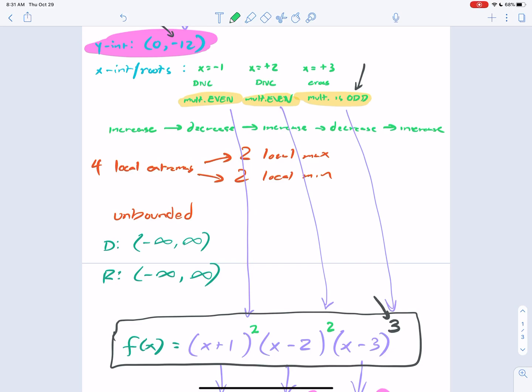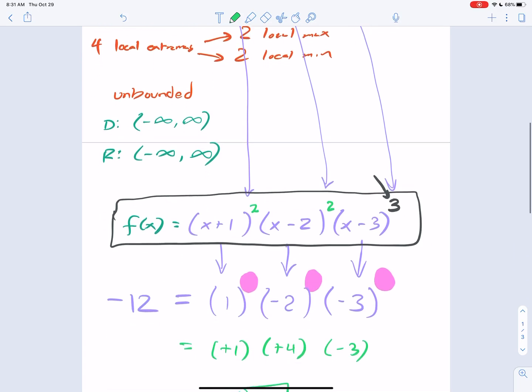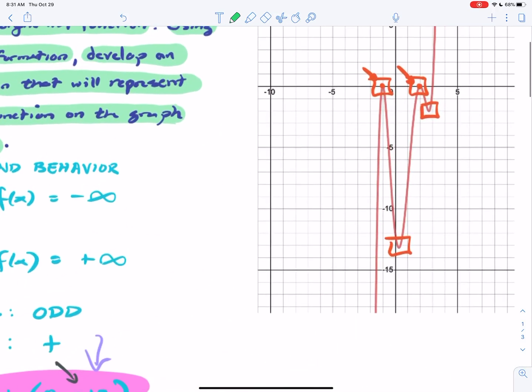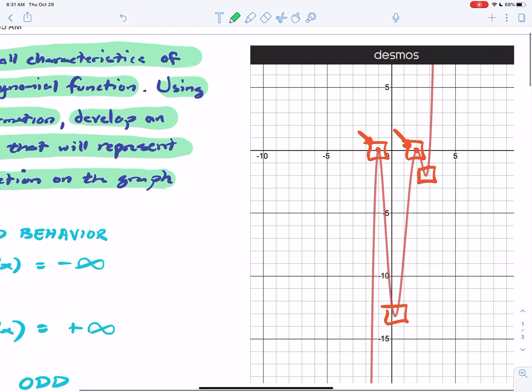Now, all polynomial functions will have a domain of all real numbers because there are no square roots or fractions. But not all polynomial functions will have all real numbers for range because some polynomial functions do not go all the way up or they do not go all the way down, okay? One last thing you want to include in your video is verification of your sign chart, okay?